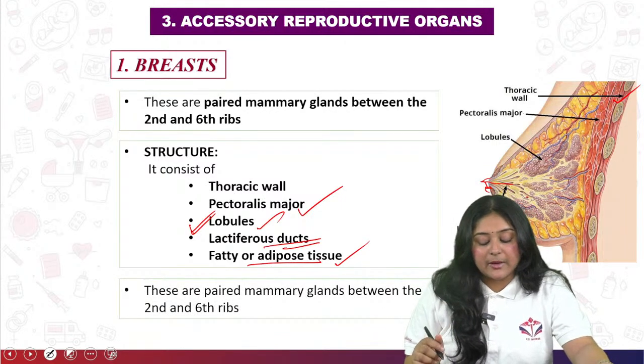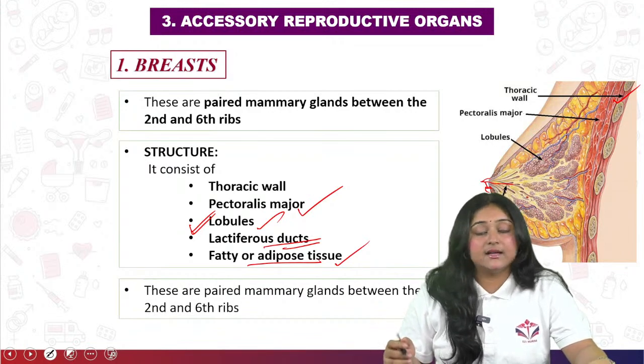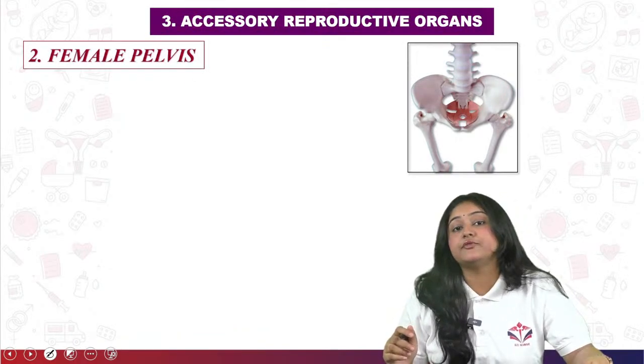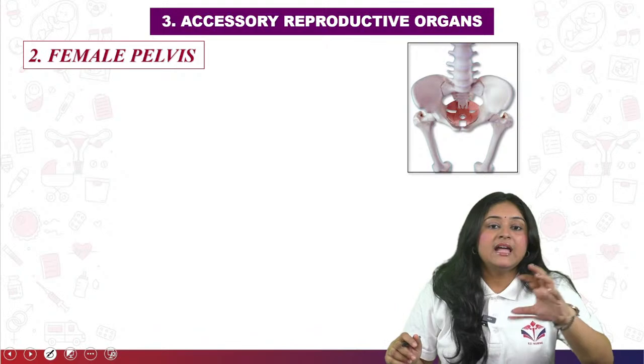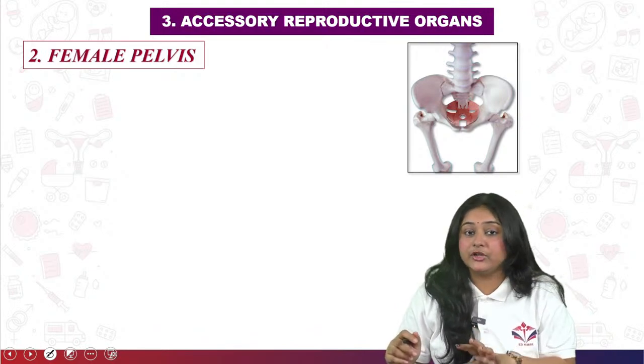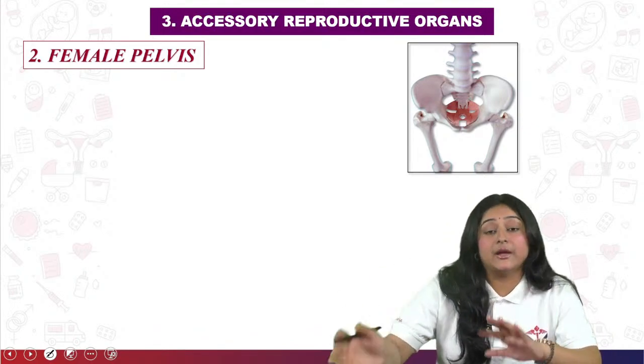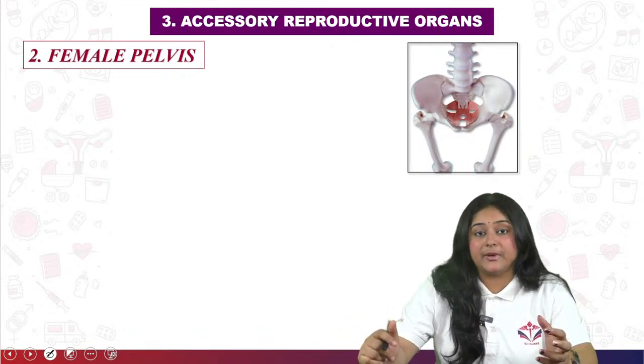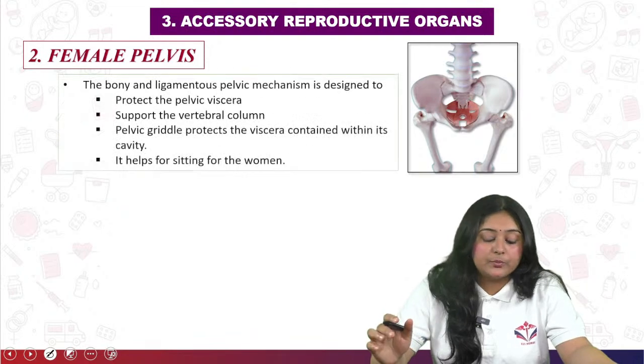Next, there are paired mammary glands between the second and sixth ribs. Now come to the accessory reproductive organ. The second one is the female pelvis, and this is one of the most important topics for your exam. For the five-mark or ten-mark questions, they will ask you to explain the female pelvis. So that is one of the most important topics.